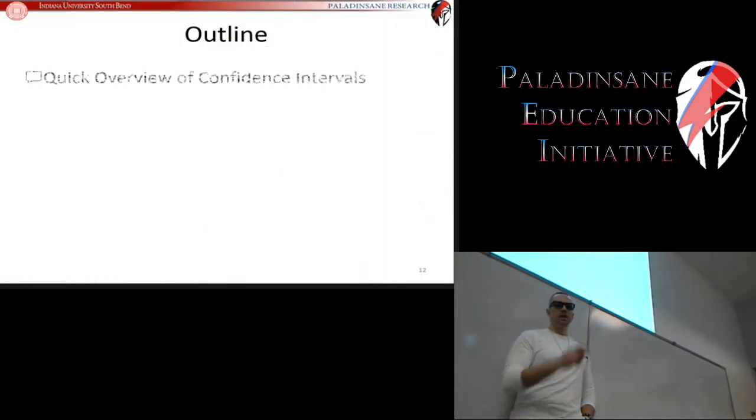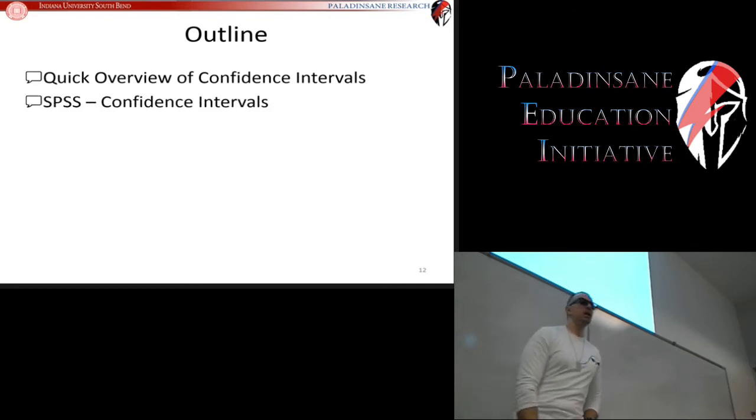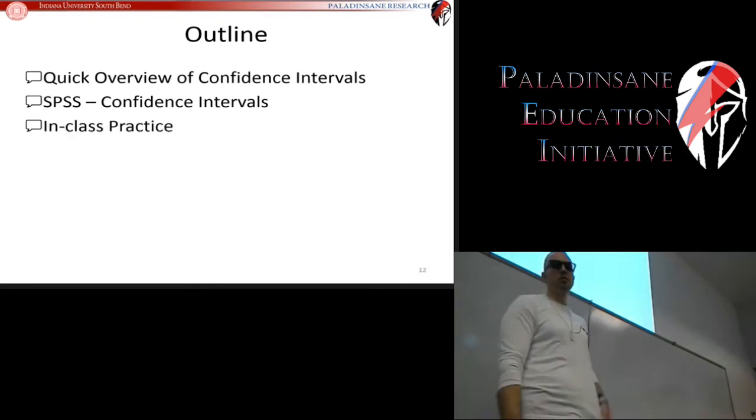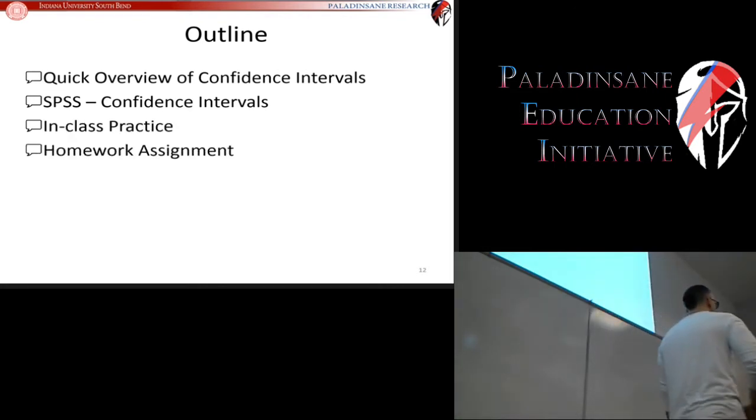So what we're going to be doing today is, once again, a quick overview and recap of confidence intervals. Then we're going to dive right into SPSS. We're going to take a look at the dependent means confidence interval and the independent means confidence interval. Then we'll have some time for in-class homework, and I'll mention the homework assignment, which is your final Excel homework assignment.